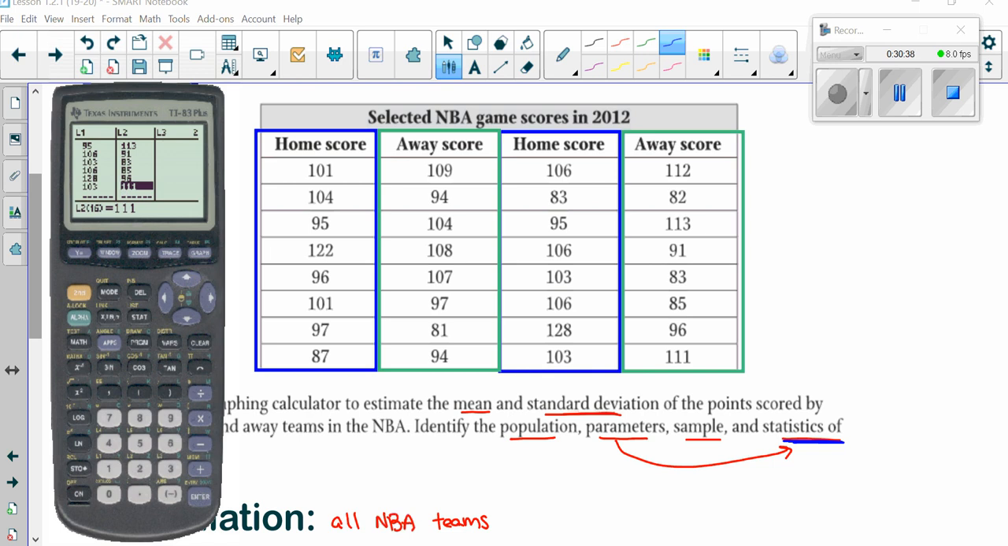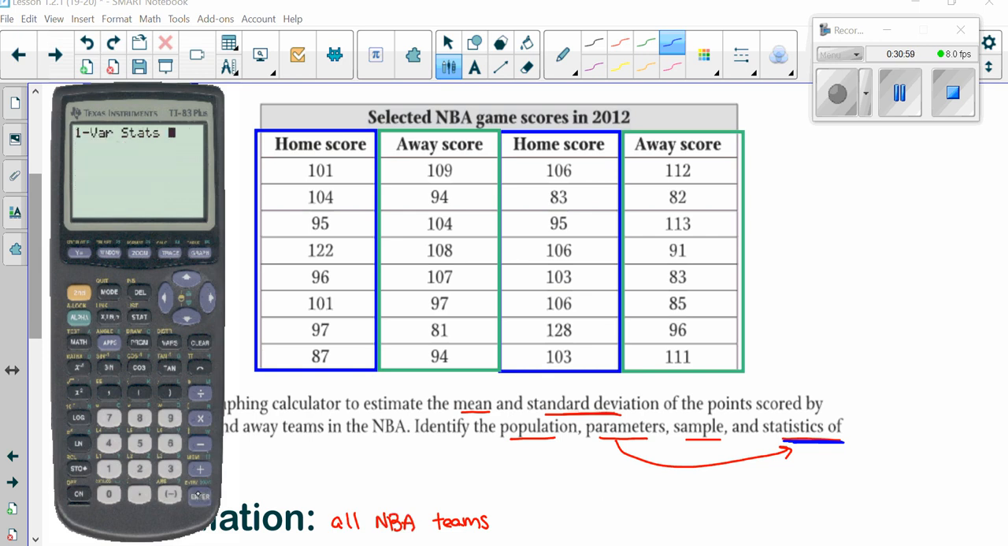All right, I'm going to hit my stat. Notice that my list one is my home score, my list two are my away. So I'm going to hit stat, go over to calculate, and I want it to calculate one variable statistic. You never want to hit two variable statistic. Even though we have two lists in here, that's not what two variable statistic means. So go ahead and hit enter.